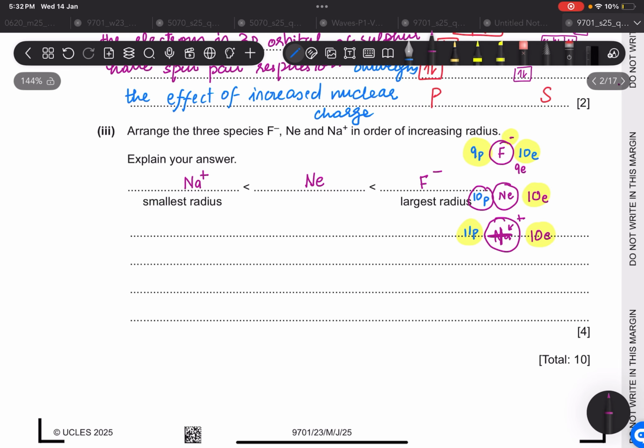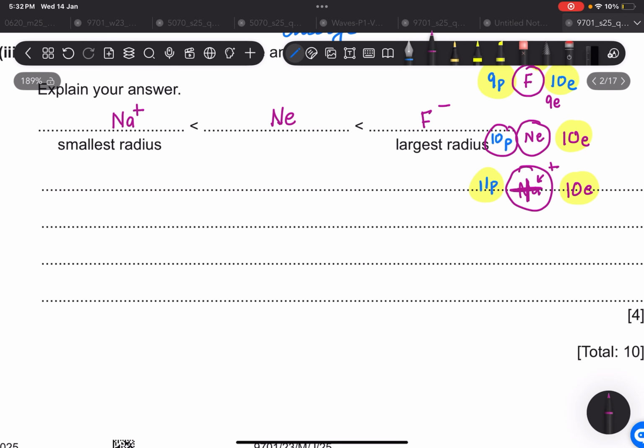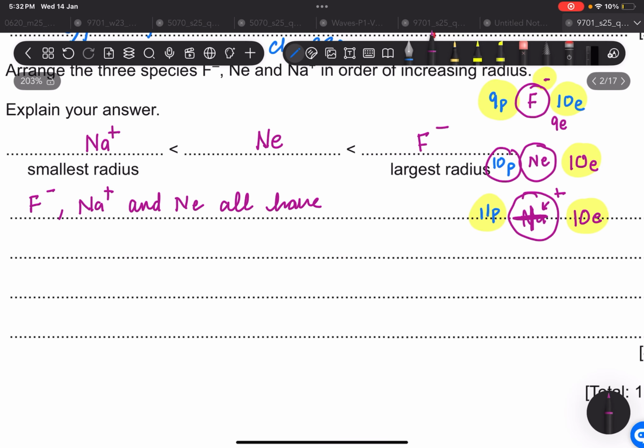Explain your answer. For the explanation, I'm going to write that F negative, Na positive, and neon all have 10 electrons. I'm just going to write whatever I did to find out the answer. Have 10 electrons. Okay. Na positive has 11 protons.